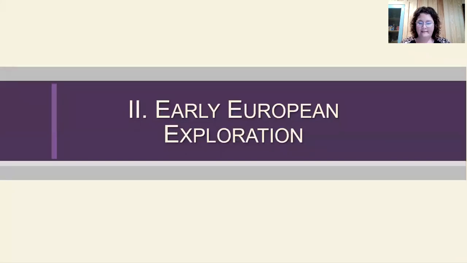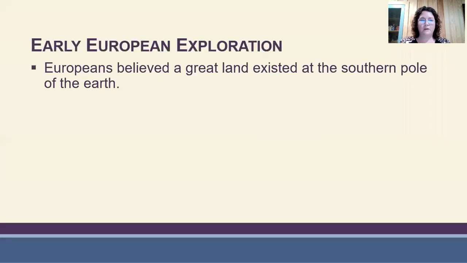So now looking at section 2. Europeans believed a great land existed at the southern pole of the earth. They believed that without this great land there on the southern earth, the earth would basically flip over. So they believed that there had to be a great land at the bottom of the earth.